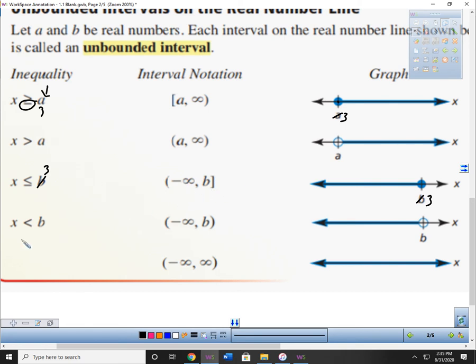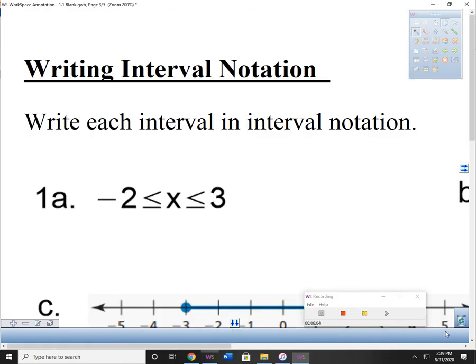We read left to right. Okay? If it's less than with no equal to, again, you would have your open circle and your parenthesis. Okay? And if you're shading the entire line, that's just negative infinity all the way to positive infinity. All right. Let me zoom out.